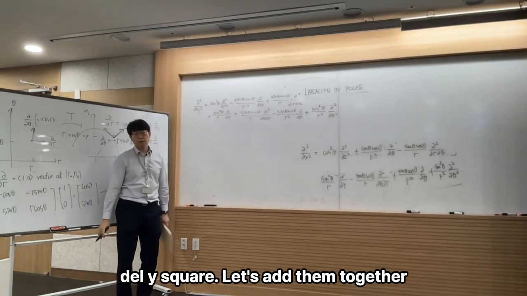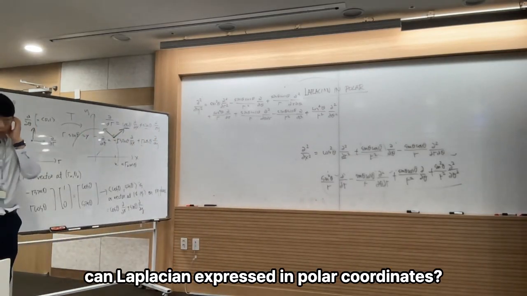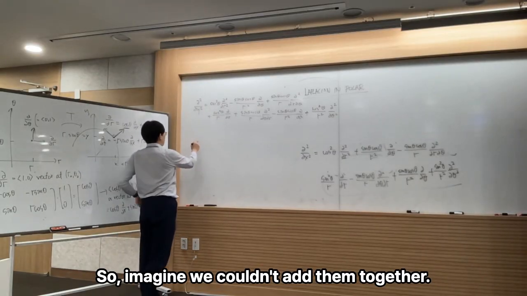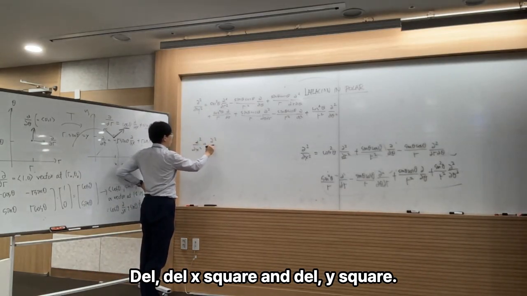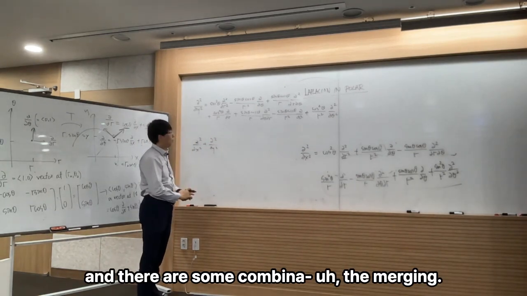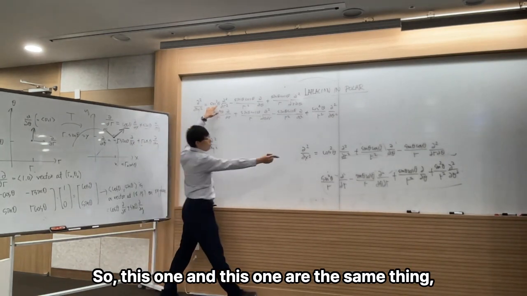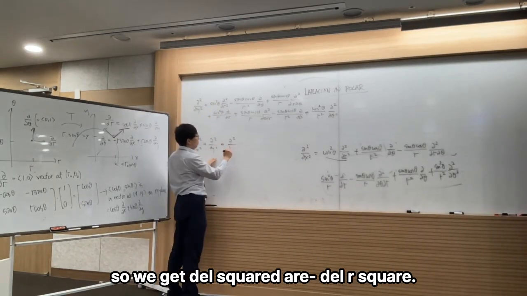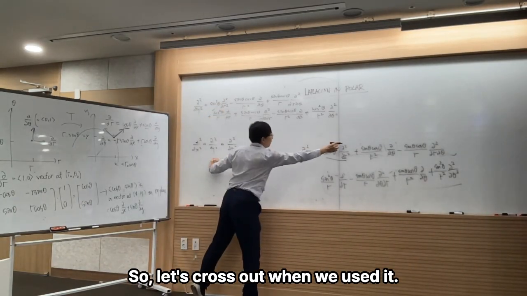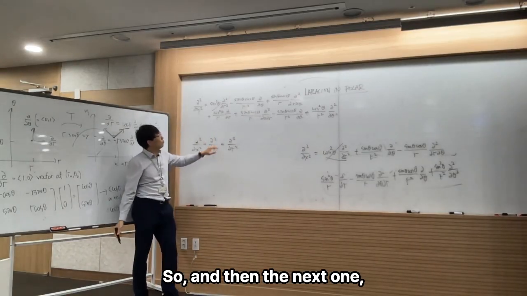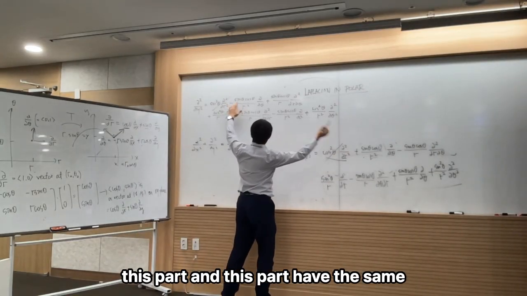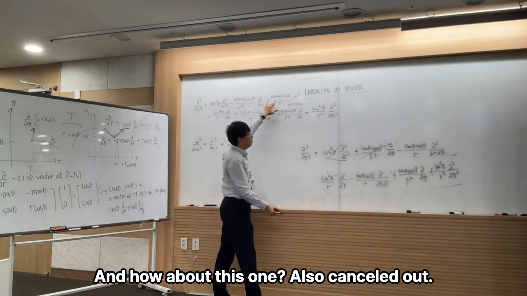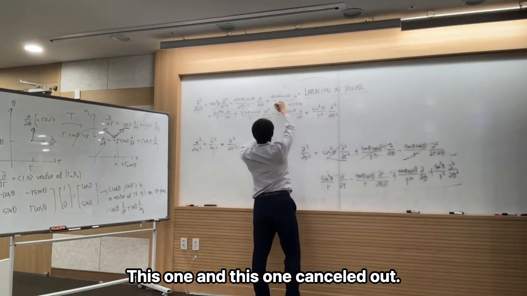Let's add them together because I want to know how the Laplacian is expressed in polar coordinates. So imagine we add them together, ∂x squared and ∂y squared. There's some canceling and there's some merging. So this one and this one are the same thing. Sine squared plus cosine squared is 1, so we get ∂r squared. So let's cross out what we used. And then the next one, this part and this part have the same but different sign, so we can just cancel this out. And how about this one? Also canceled out. This one and this one cancel out.